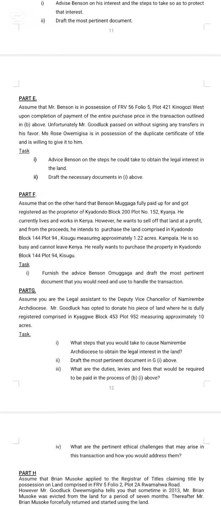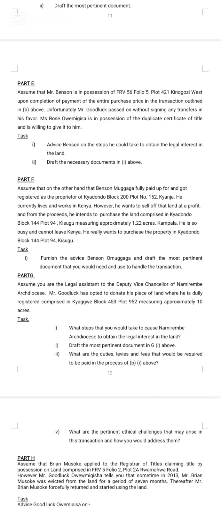Then assume that Mr. Benson is in possession of freehold upon completion of payment of the entire purchase price in the transaction outlined in B above. Unfortunately, Mr. Goodluck passed on without signing any transfers in his favor. Mr. Rose Owensha is in possession of the duplicate certificate of title above. So here basically we're looking at whether he can apply for what we call vesting orders. When you look at the LRTA, they provide for vesting order. I think it's in section 151 of the LRTA, which basically provides for the law on vesting order. Yeah, section 151 of the LRTA. So you have to look at that.